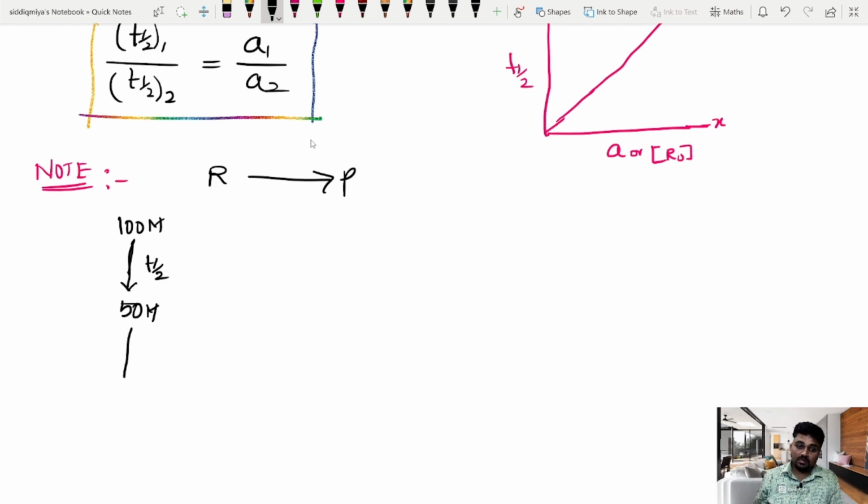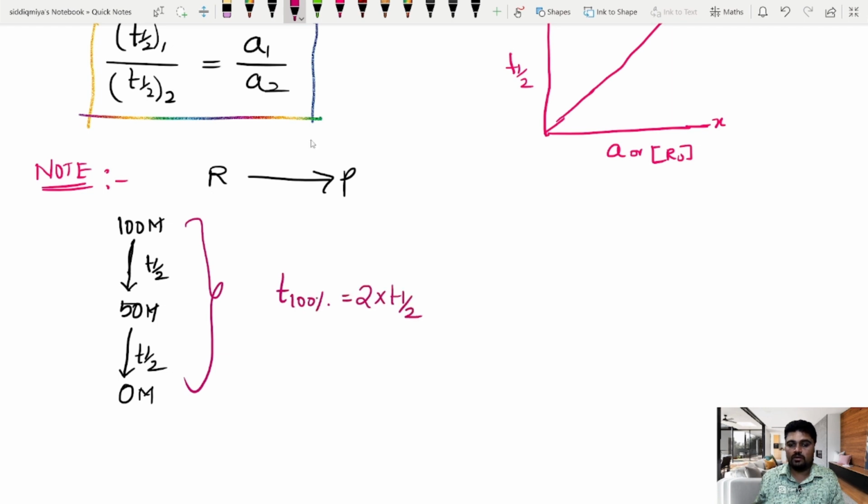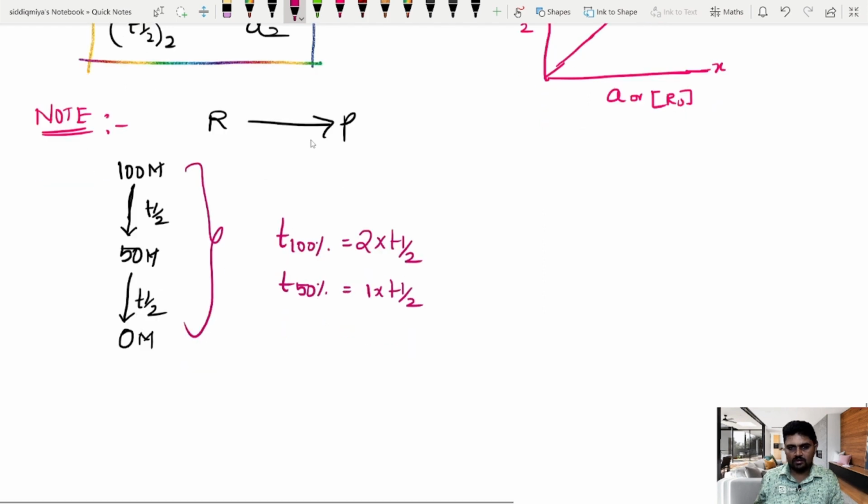Suppose in another T half, what will happen? It will become 0. Okay, it means within 2 T halves the total reaction will be completed. All reactants will be converted into products. So we can write: time taken for 100% is equal to 2 into T half. Now time taken for 50% is equal to what? Nothing but 1 T half only, not a problem.